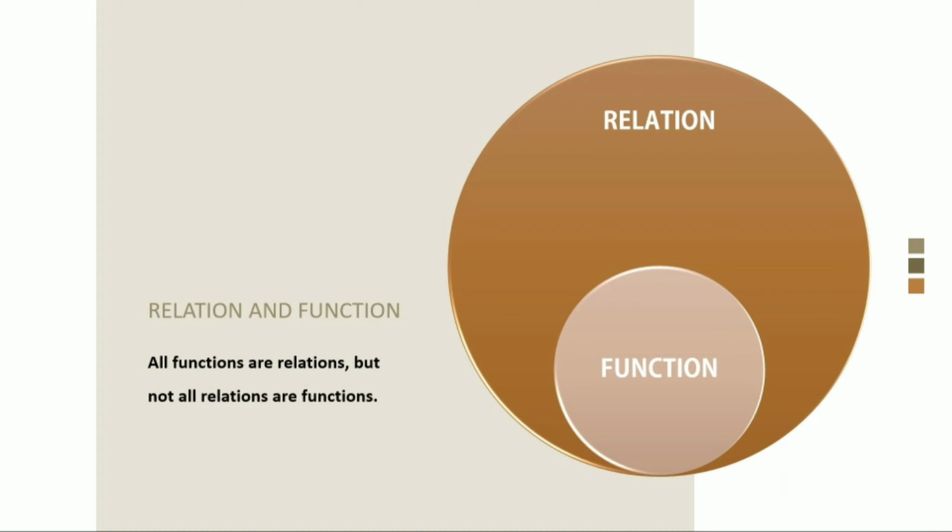An ordered pair is represented as input-output. A relation shows the relationship between input and output, whereas a function is a relation which derives one output for each given input. And footnote, all functions are relations, but not all relations are functions. For more details, you can see the diagram. This diagram shows that the function is a part of relations.